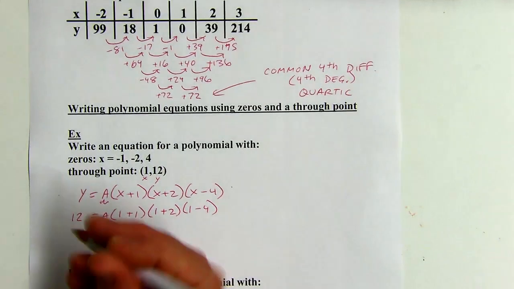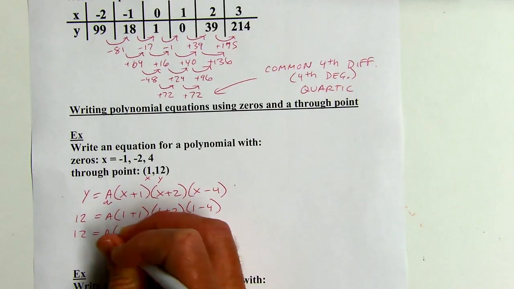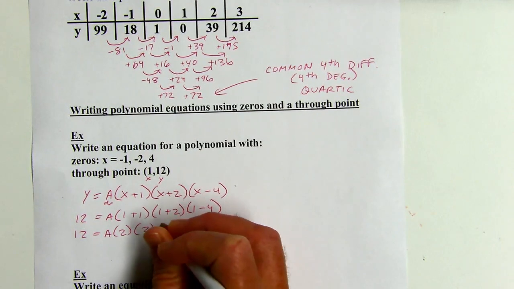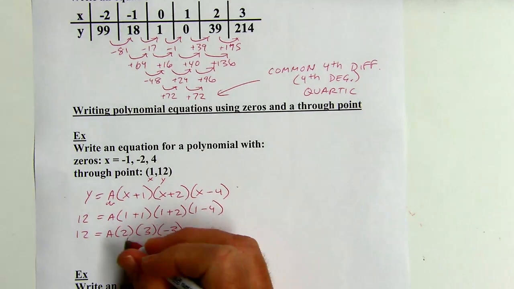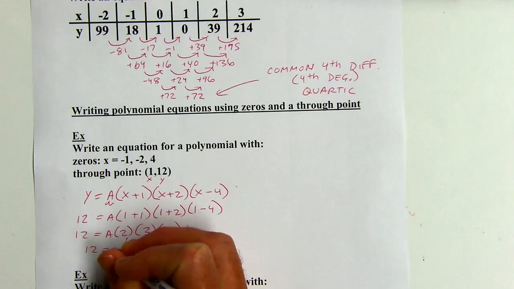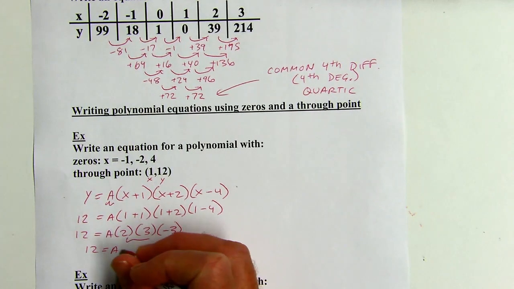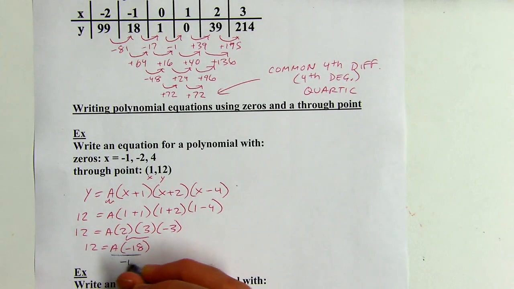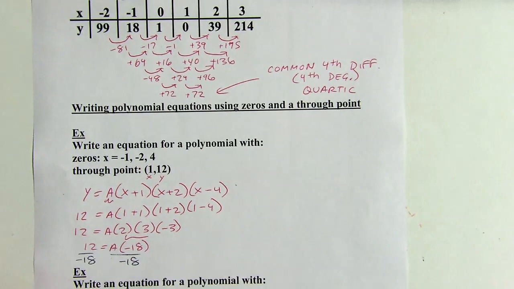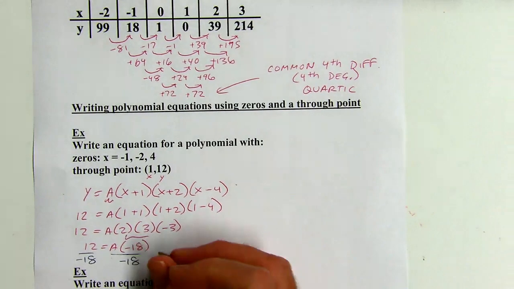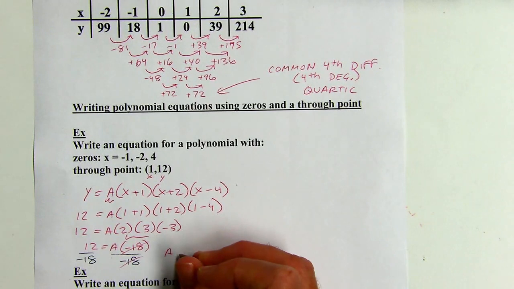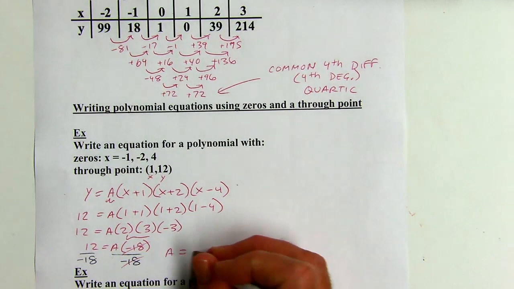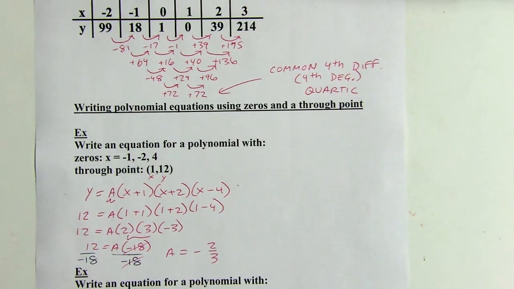I've only got one variable here, so let's see. 12 equals a times 2 times 3 times -3. So this would be 6 times -3. 6 times -3 would be -18. Okay. And then I'm going to divide by -18 to solve for a. Okay. Those would cancel. And so let's reduce this. I can see 6 goes into both of those. That would be -2/3 then if I divided by 6 on top and bottom. Okay. So a is -2/3.